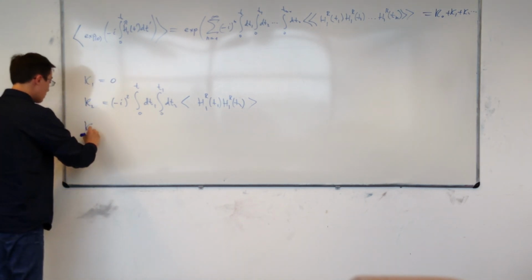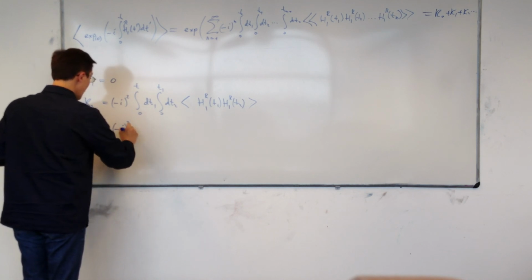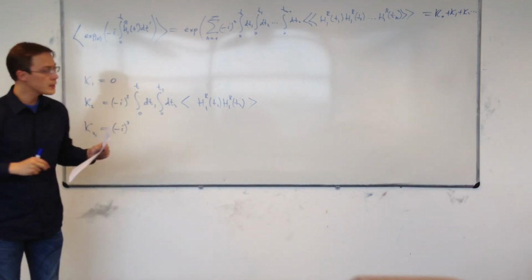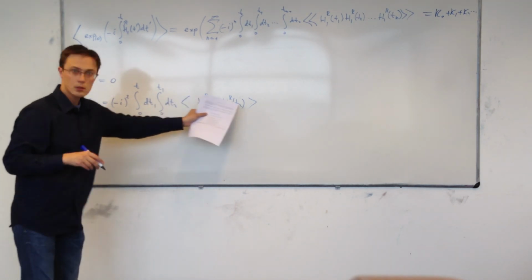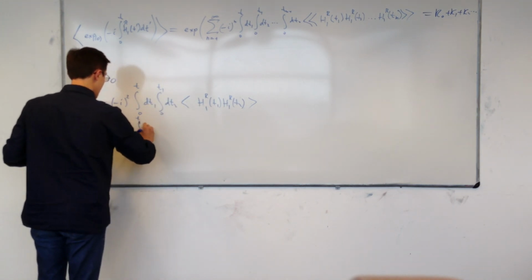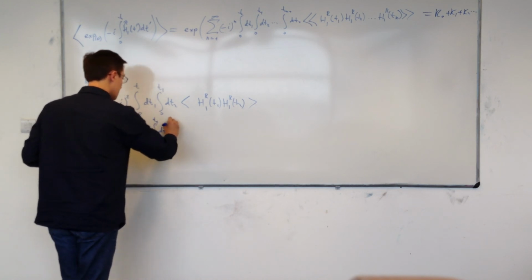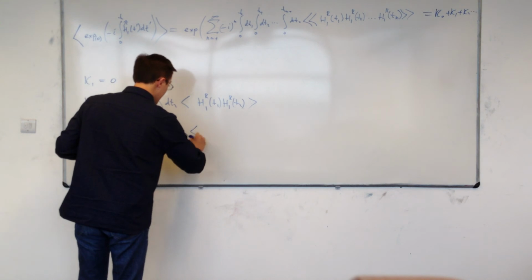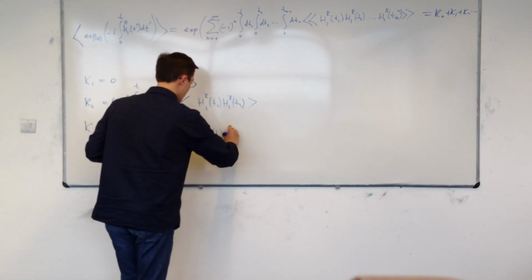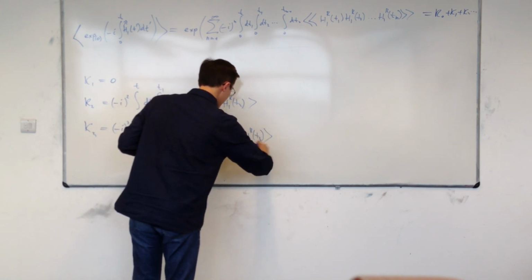So we have K3, which will be minus i this time cubed. And if you go through the relationship between the third cumulant and the third moment, you actually find that indeed only the one term survives. So we get integral from 0 to t, dt1, integral 0 to t1 dt2, integral 0 to t2 dt3, and then just a moment, H1R(t1), H1R(t2), H1R(t3).